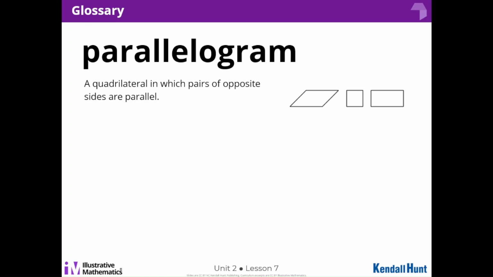Our last glossary term is parallelogram, a quadrilateral in which pairs of opposite sides are parallel.